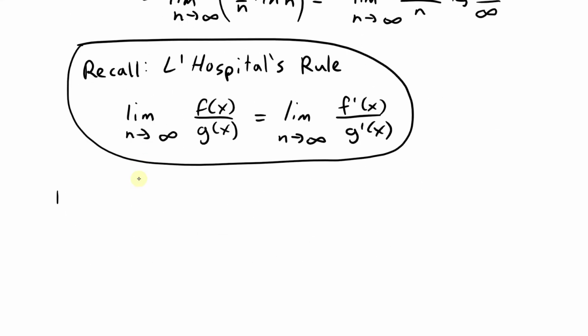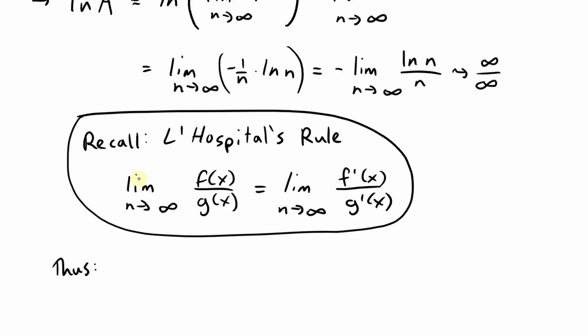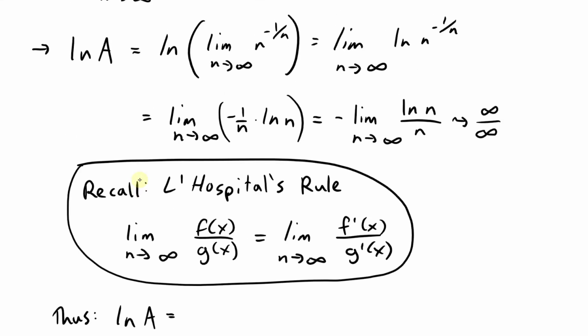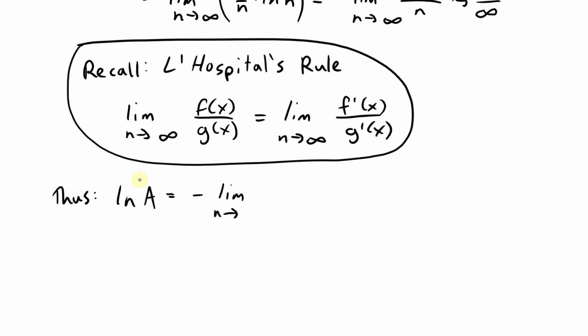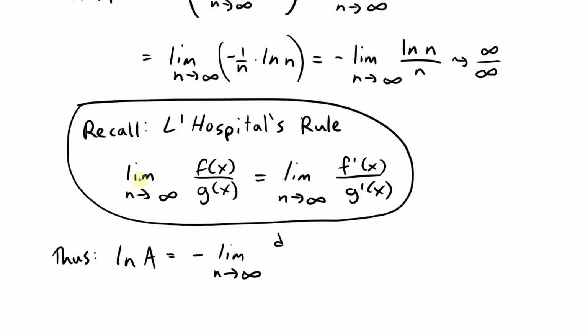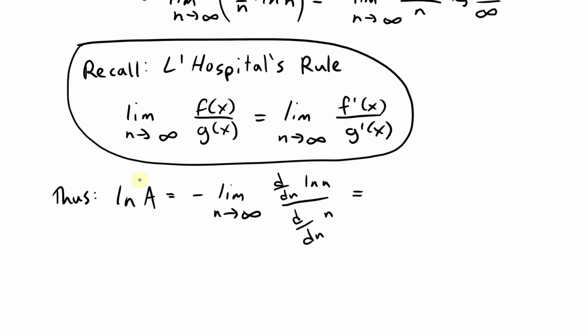Yeah, so thus we have ln a equals the negative times the limit as n approaches infinity of the derivative of ln n. So I'll write d over dn of ln n over d over dn of n. Recall the derivative of ln n is just 1 over n. So we have the limit as n approaches infinity, and there's a negative sign there too. So negative limit as n approaches infinity of 1 over n divided by, well, that's 1. The derivative of n is just 1.